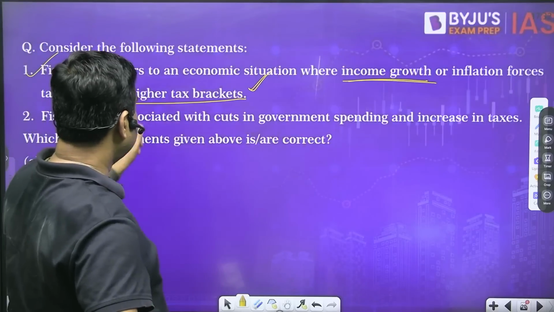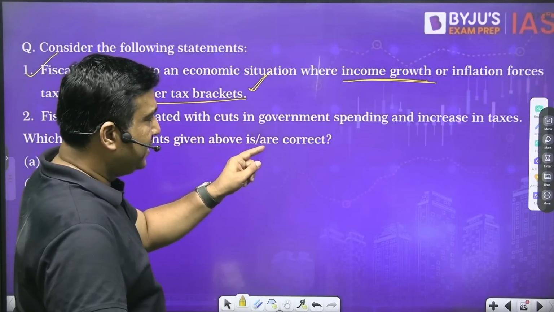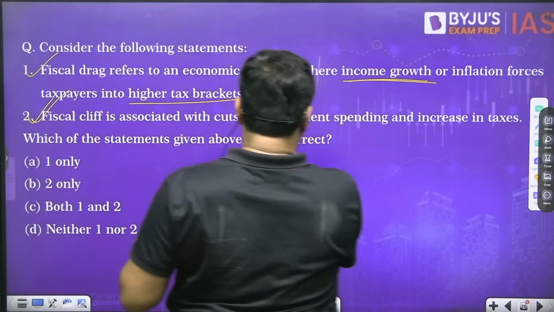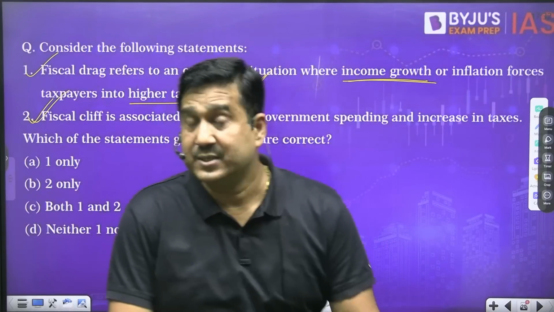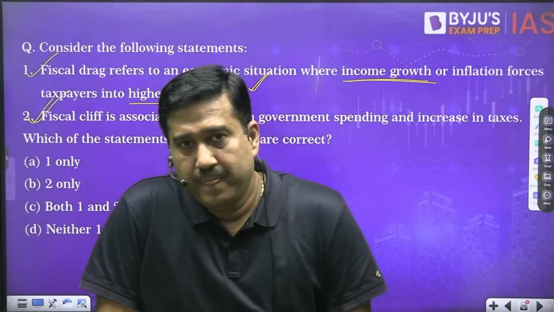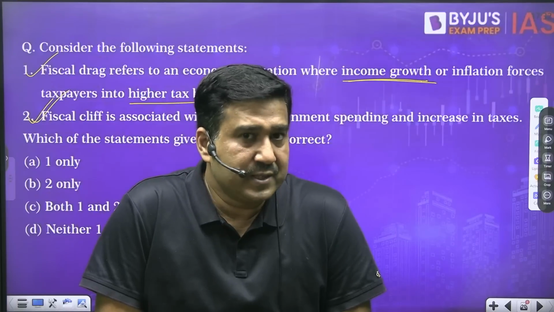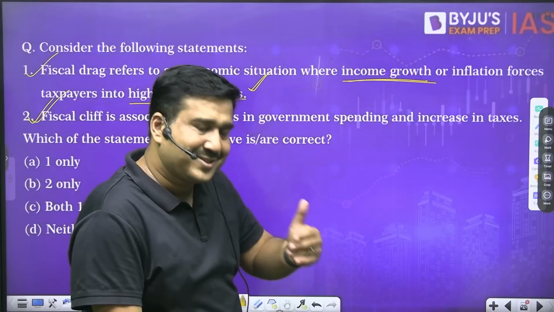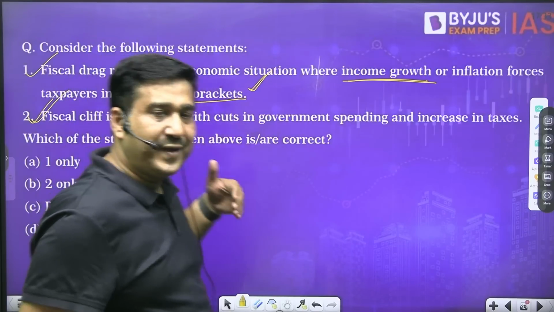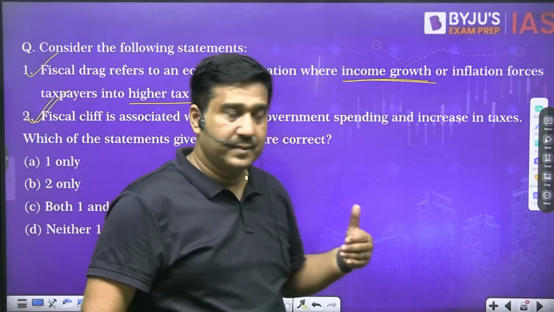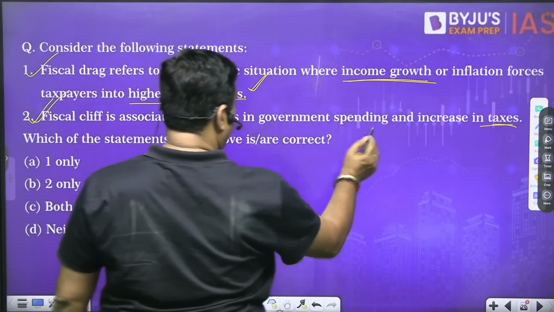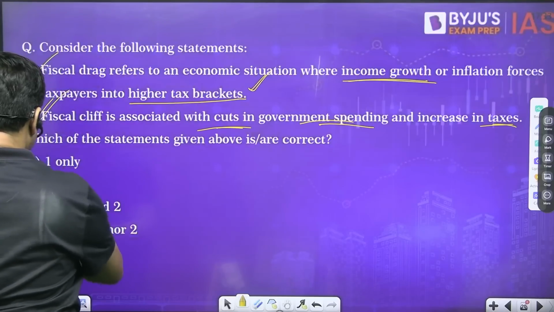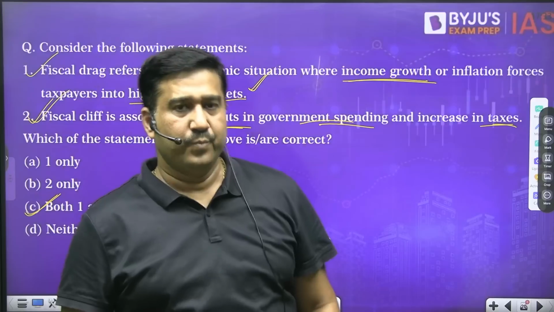Second, fiscal cliff is associated with cuts in government spending and increase in taxes. Absolutely correct. Fiscal cliff means this is a kind of very crisis time, and it was propounded by economist Phillips, and it was popularized by the Chairman of the American Federal Reserve, Ben Bernanke. He says, when government is about to collapse, and if government does not stop its spending, you are going to face a kind of financial crisis. That is why tax rates must be increased and government spending must be cut, must be decreased. This is the cliff. That is why both statements are correct. Answer is C. Statement 1 and statement 2, both are correct.